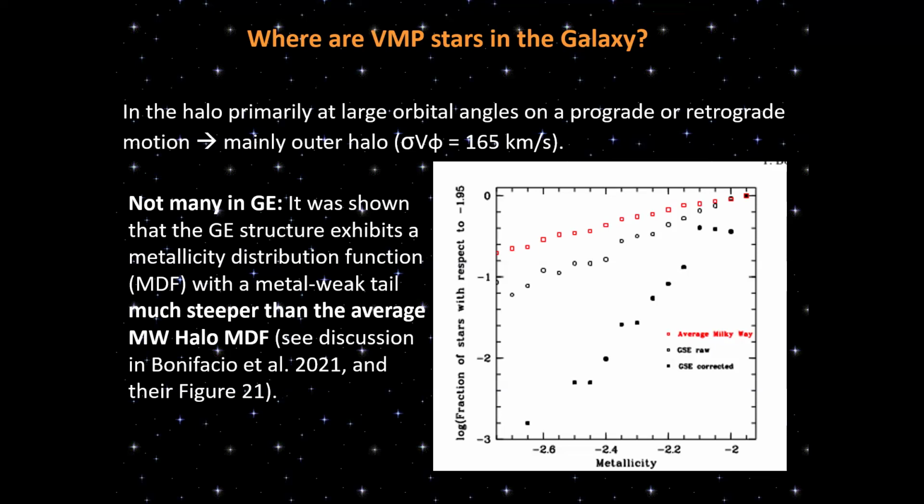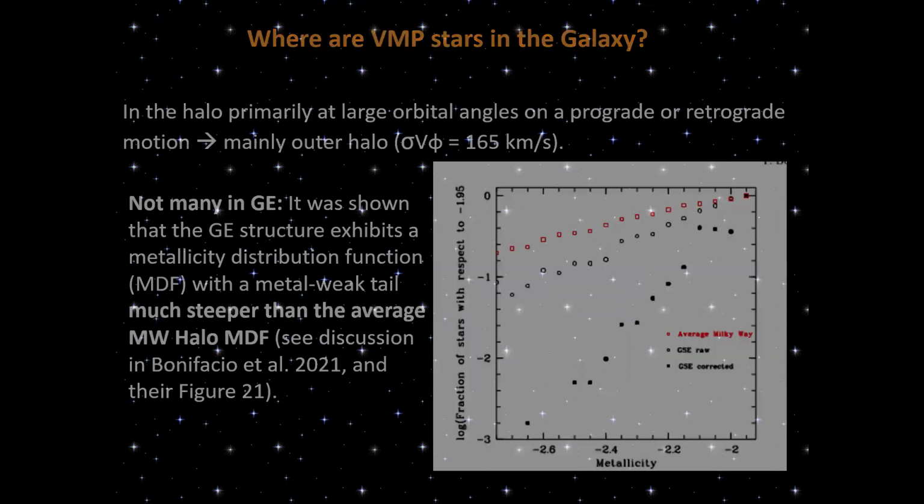And there is also this paper from Bonifacio. This basically represents the low metallicity tail of the metallicity distribution function for their sample of stars. This is the average halo, and this is the trend for the Gaia Enceladus debris stars they had selected in their sample. And as you can see, there is a sharp drop. This trend is very steep, which means that Gaia Enceladus got some VMP stars, but is not dominated by them.